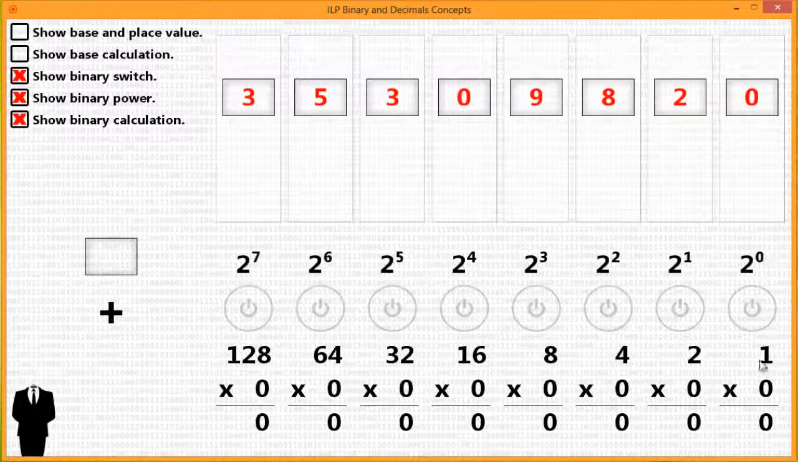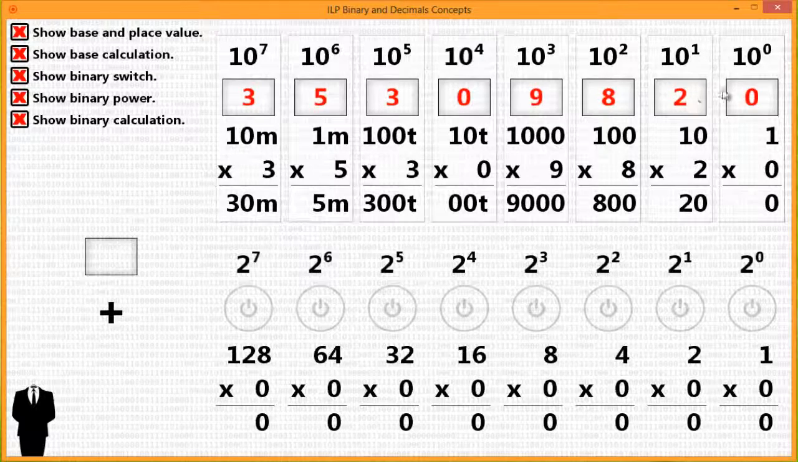2 to the 0 power is 1, 2 to the 1 power is 2, 2 to the 2 power is 4, and so forth until you have 2 to the 7 power, which is 128. Like the decimal system, when you start at 10 to the 0, it's 1. Each time you move, you increase by tenfold. From 10 to the next place value is 10 times 10, or 100. And again, from 100 to the next place value, it's times 10.